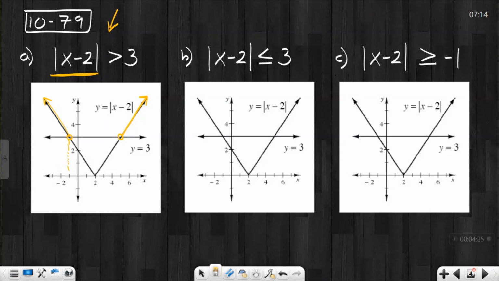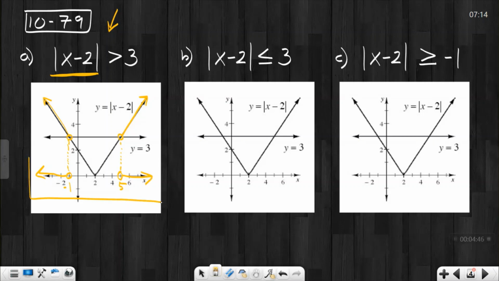And if I trace this down to my x-axis, I see there's an open circle at the x value of negative 1, and every x value to the left of negative 1, that direction. Likewise, I come up here. If I trace this down, I see I've got an open value at an x value of 5. An open reference point, and everything to the right of that.